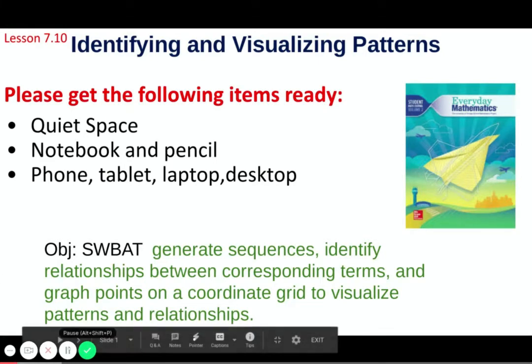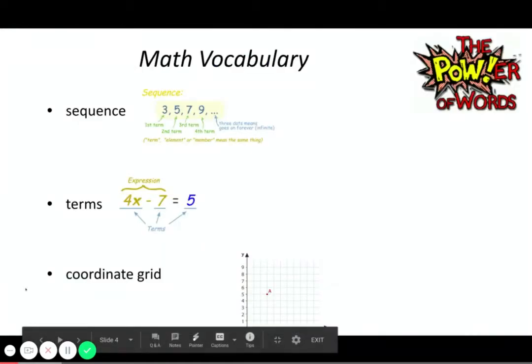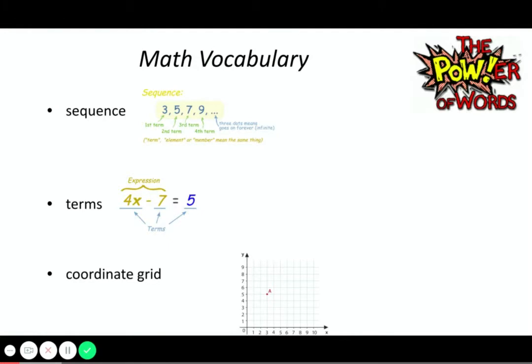Let's get started. To start the lesson, we're going to begin by reviewing 3 of 6 vocabulary words. The first 3 are sequence, terms, and coordinate grid. In the first image, you see the sequence of numbers, the list of numbers 3, 5, 7, and 9. In this sequence of numbers, we are trying to identify the pattern. What is happening as the numbers grow from left to right? Below that, we have the word term, or terms in this case because there are multiple terms.